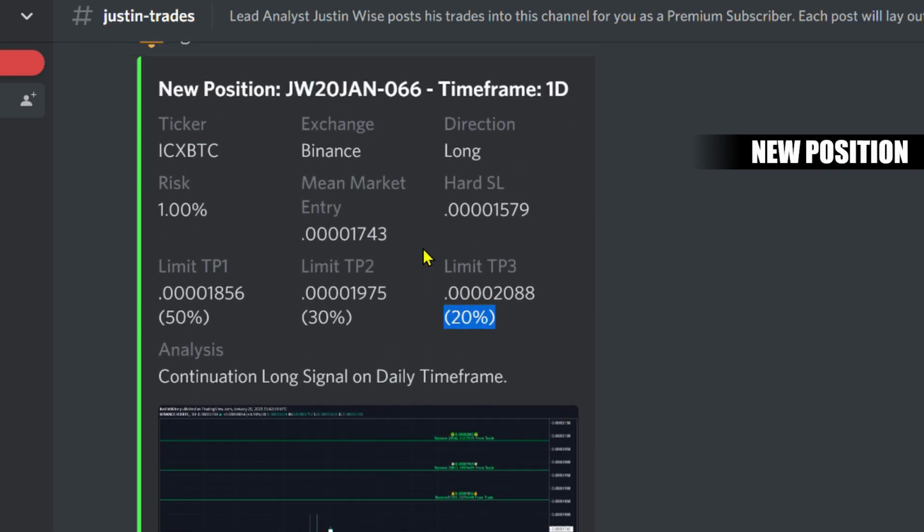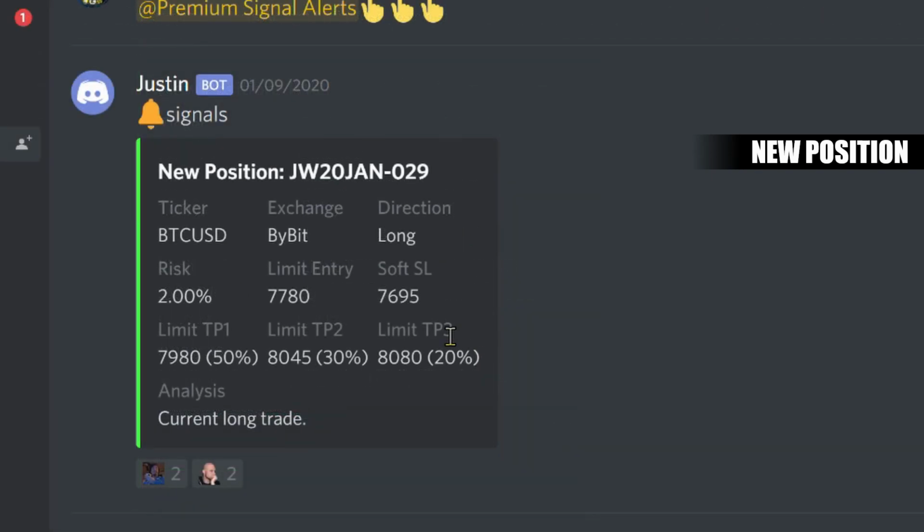Stop loss is the price point where the stop loss for the trade will be set. It will be specified as either a hard stop, which would be a stop market order, or a soft stop loss, which does not set a specified hard stop order. Instead, an invalidation price for the trade is referenced.